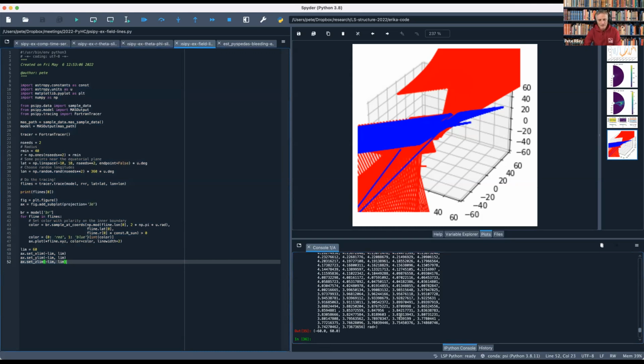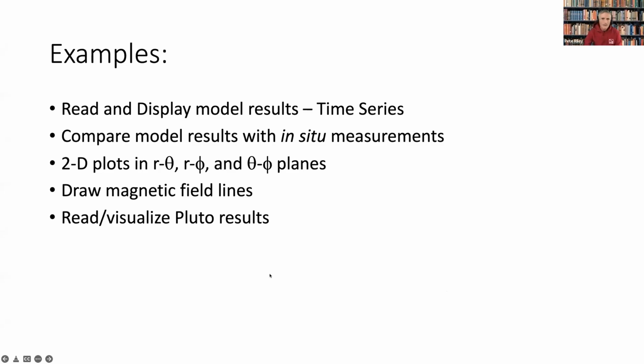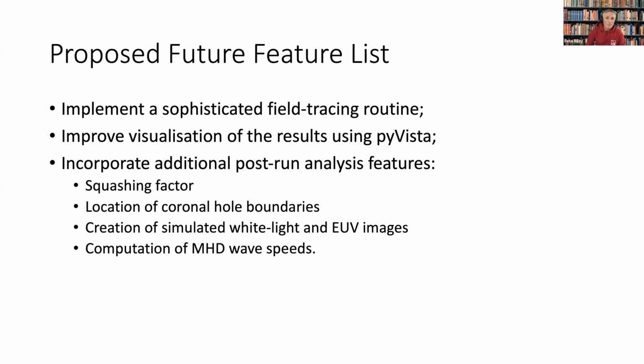It is undergoing changes from week to week, so we hope to be able to add a number of new features to it. And I will just go back to those slides. So, some of our proposed updates: to implement a more sophisticated field line tracing routine. At the moment, it just draws the field lines in one color, but it'd be nice to have an option to draw closed field lines in one color, open field lines in a different color, and disconnected field lines in a third color.